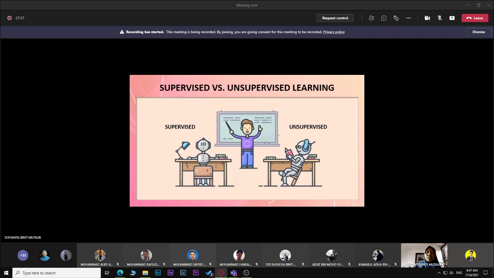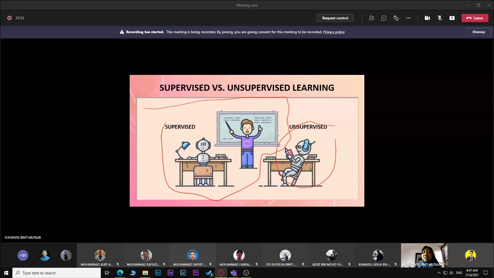Okay, so if you look at the image, obviously those who learn with a teacher is a supervised method. But if you look at the unsupervised method, it does not care about what the teacher says or how the trainers inform about the data. The importance is how this algorithm gains its insight of the data.